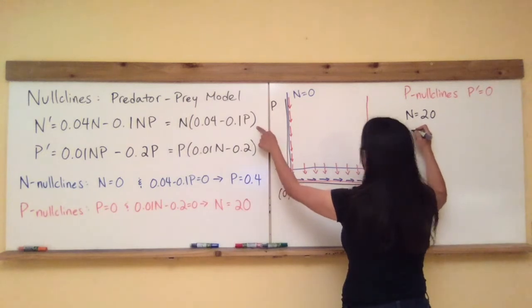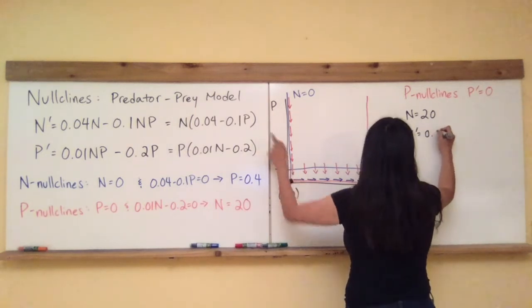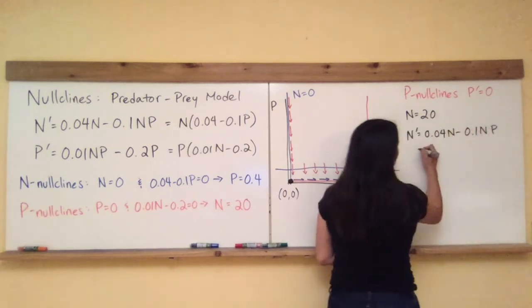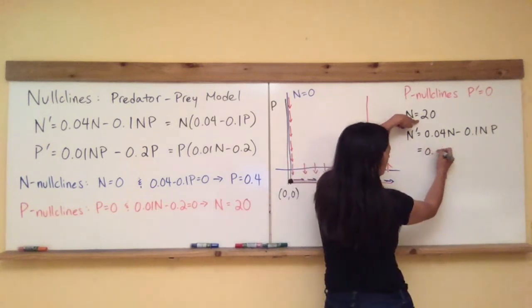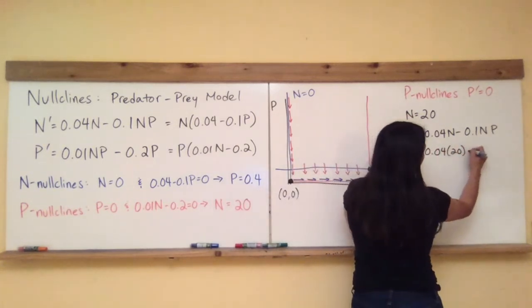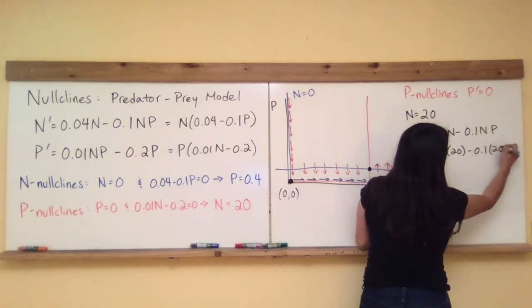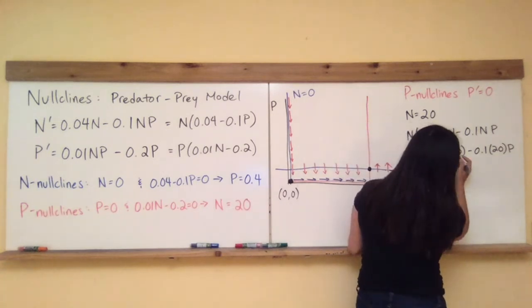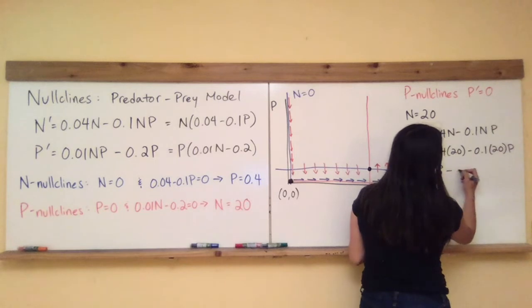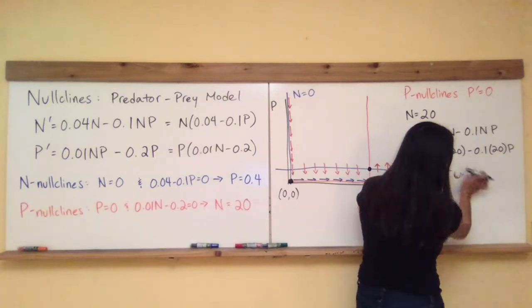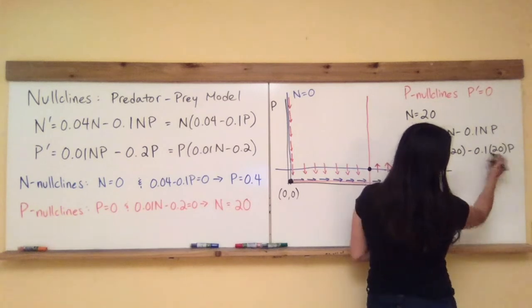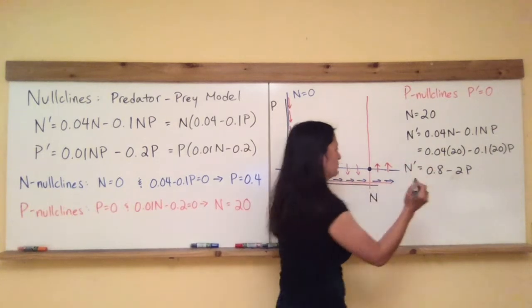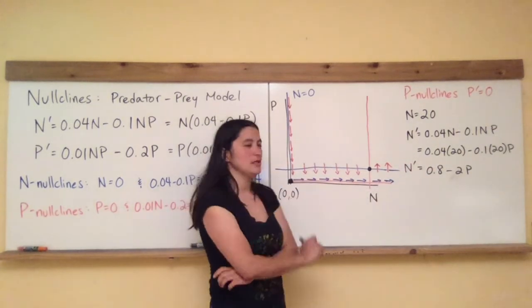Okay, because this is a p nullcline. And so n prime is equal to 0.04 n minus 0.1 np. And now, using my assumption here, I get 0.04 times 20 minus 0.1 times 20 times p. Let's see, I should have done this out. 20 times 0.1 is 2p. Okay, so I got the statement that n prime is equal to 0.8 minus 2p.